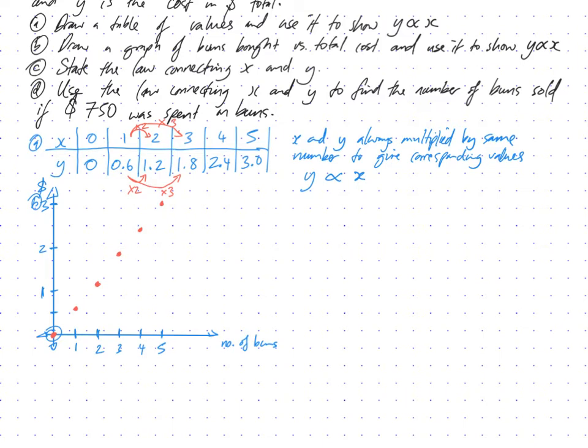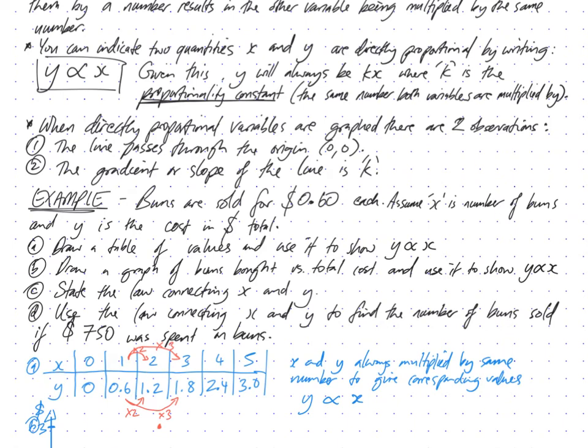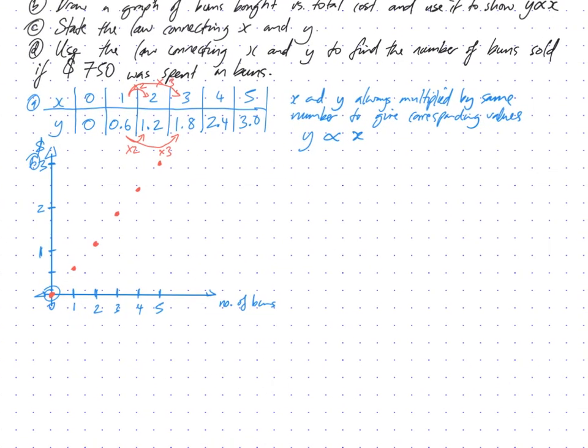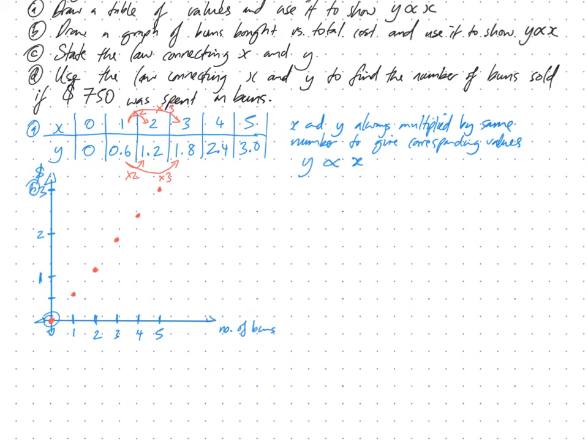So we said previously that when directly proportional variables are graphed, there are 2 observations. The line passes through 0, 0, and the gradient of the slope of the line is k. So what we can see here with k is you've gone across by 1 and you've gone up by 0.6. You've gone across by 1 and gone up 0.6 to 1.2. So k must be 0.6, and it passes through 0, 0, so therefore y is directly proportional to x.